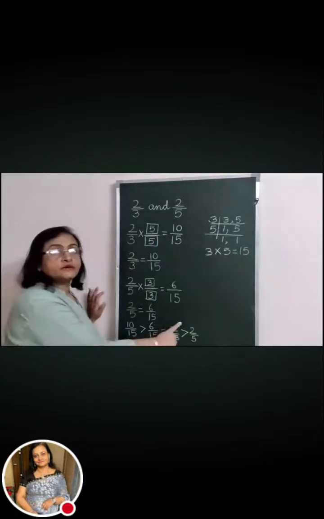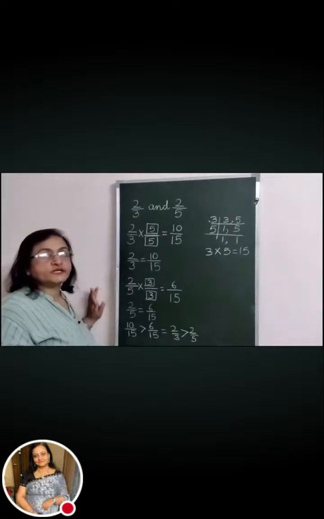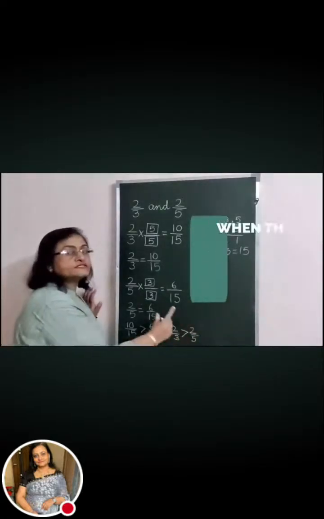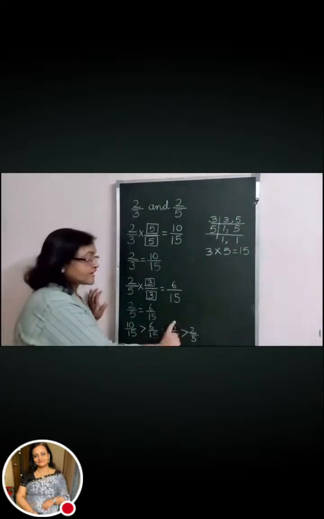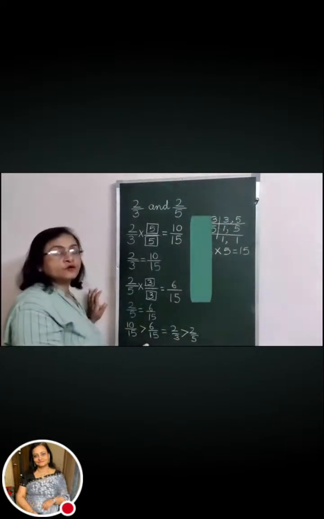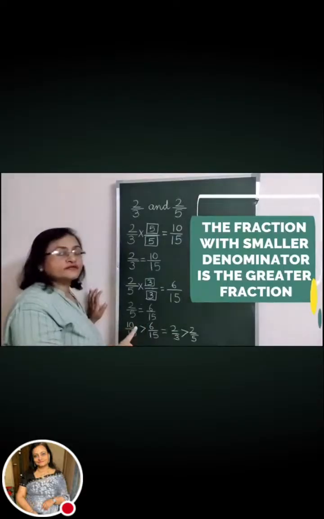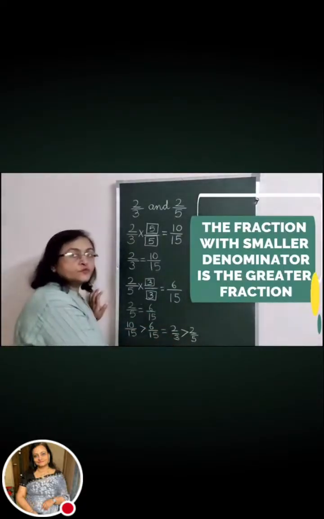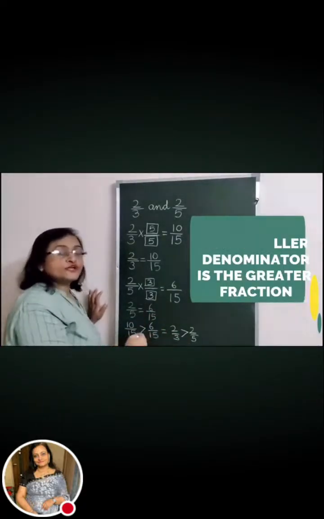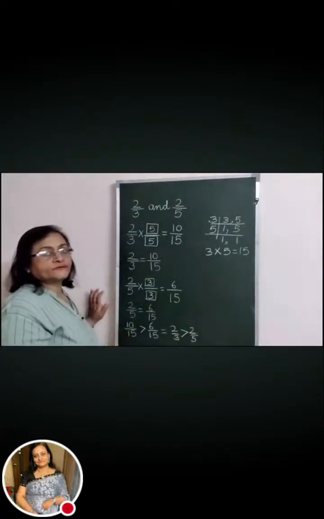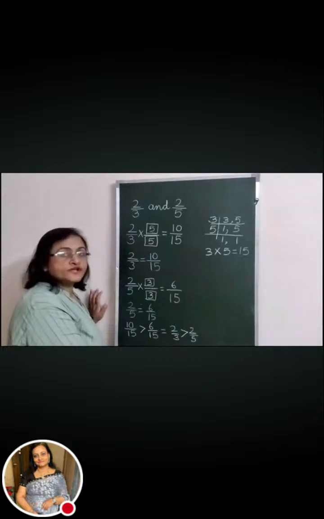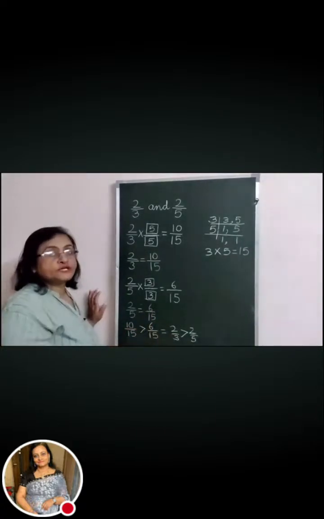तो इससे हमें एक और क्या चीज समझ में आ रही है? When the numerators are same and denominators are different, the fraction with smaller denominator is the greater fraction. जिस fraction का denominator छोटा होगा, वो fraction actually में बड़ा होगा अगर numerators same है. So this way you can easily compare the fractions which have same numerators but different denominators.